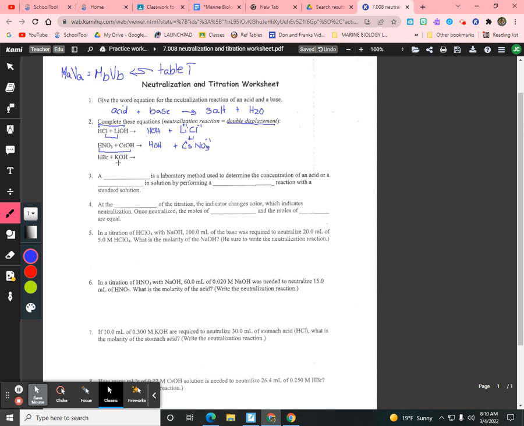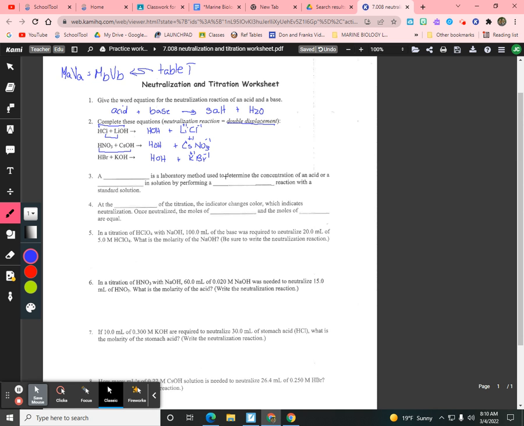All right, HBr and KOH. That's hydrobromic acid and potassium hydroxide. HOH plus K and Br. +1, -1, cross them down. Nice and easy.